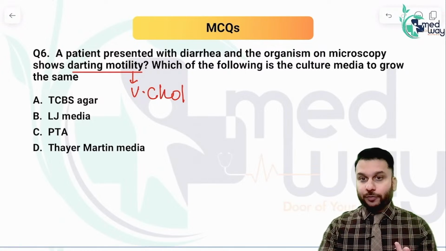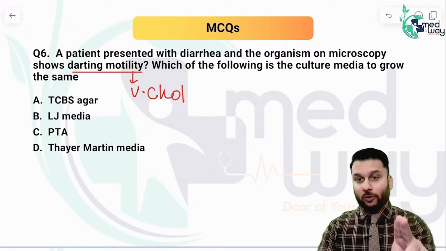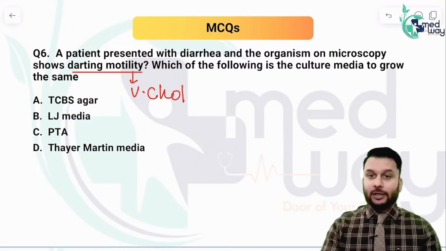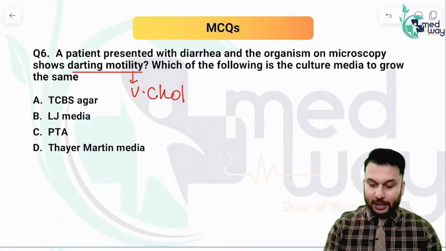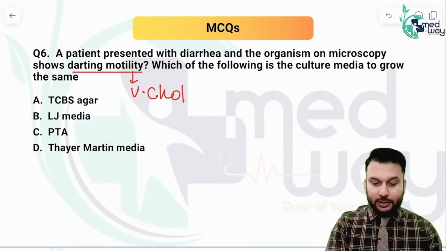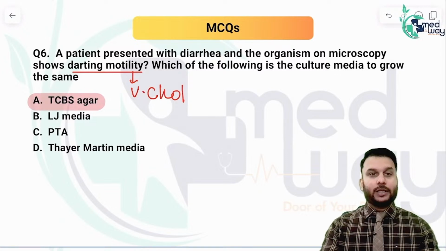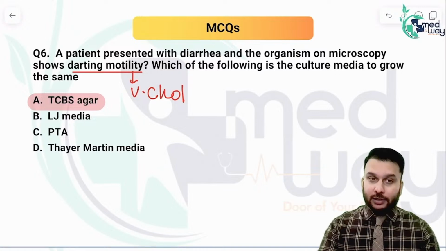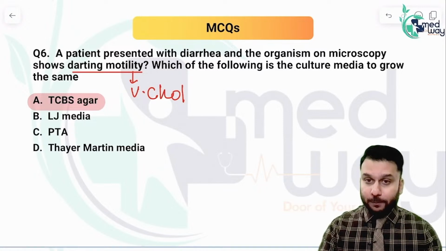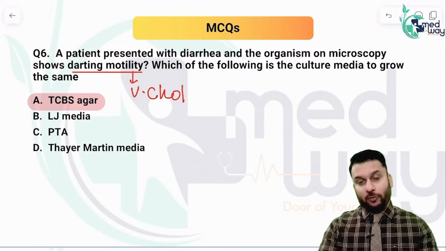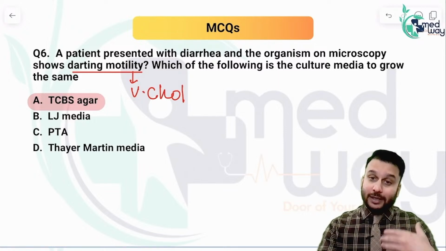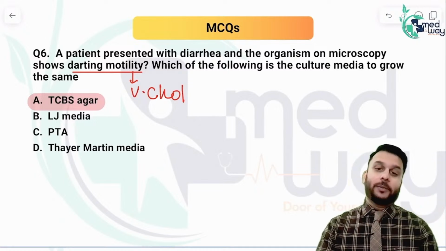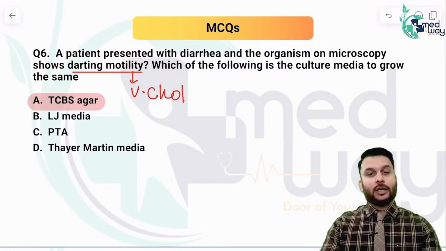But how am I supposed to figure out whether they're asking Campylobacter or Vibrio? If you know the culture media. The culture media given here, which happens to be the answer for one of them, is TCBS agar. So this is the correct answer. TCBS is the selective media for Vibrio cholerae. If they wanted Campylobacter, they would have mentioned the culture media of Campylobacter.